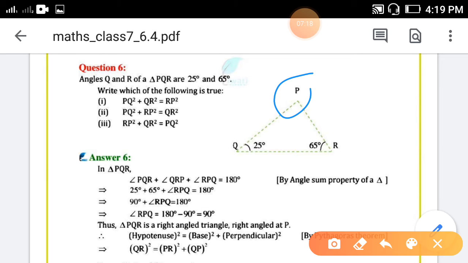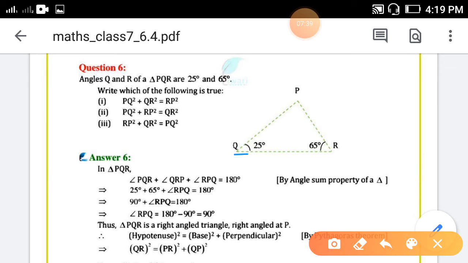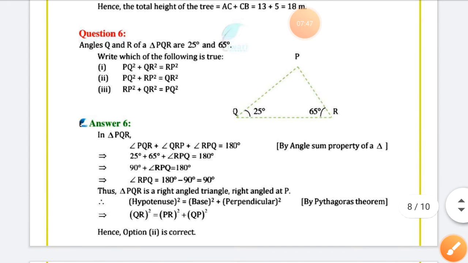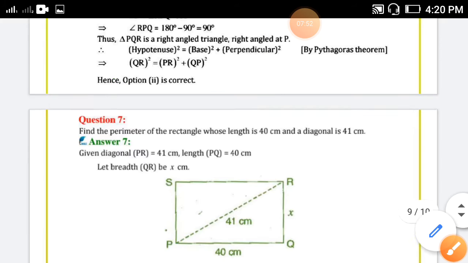So we can use the Pythagoras theorem. Which angle is at 90 degrees? Angle P. So as per the Pythagoras theorem, QR square is equal to PR square plus PQ square. According to this theorem, option 2 is correct.